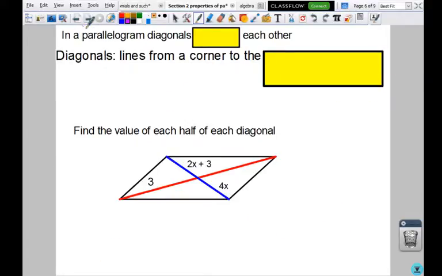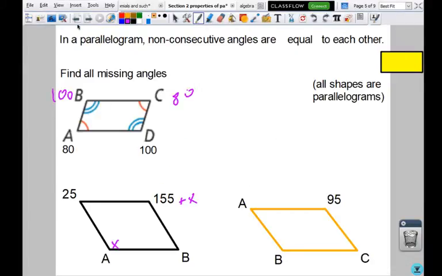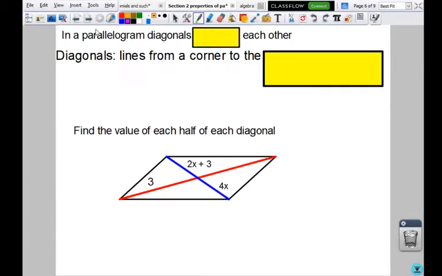So non-consecutive angles equal each other. And we don't need to go over the next one in class because you guys can do this. I trust you. Very easy. So keep that in mind. If they're not consecutive, they equal each other.